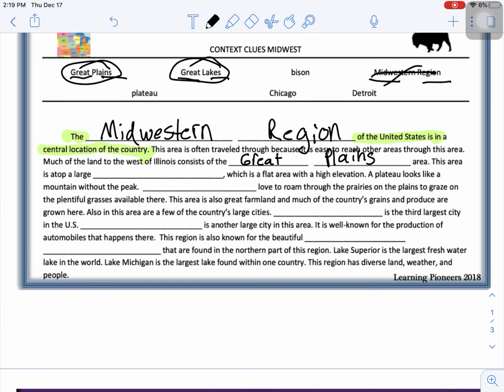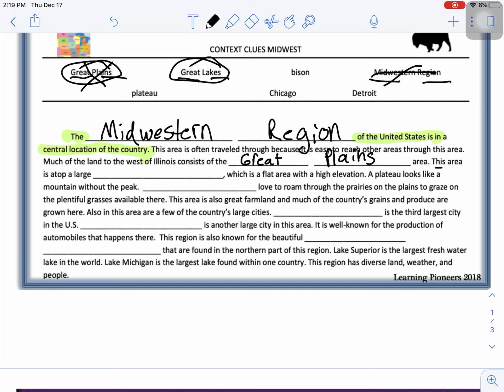And again, Great Plains are kind of low, flat-laying areas with lots of grassland. Means not a lot of hills. I'm going to keep reading. This area is atop a large blank, which is a flat area with high elevation.